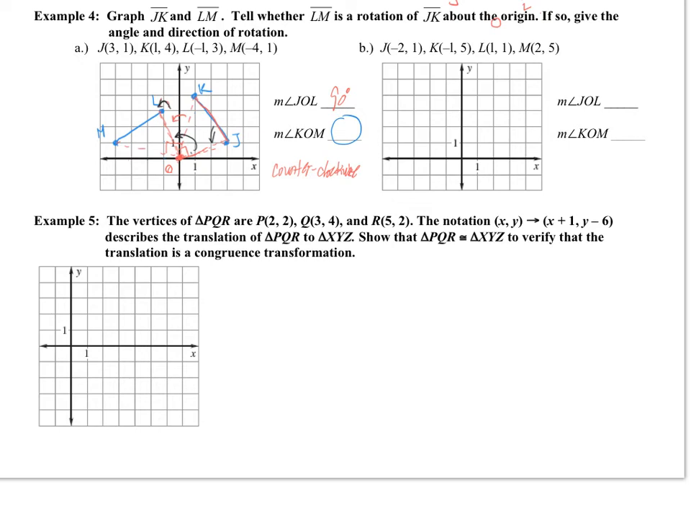And for part B, I've already plotted the points and drew the segments in. And I want to know if JK is a rotation about the origin. And I'm looking at the angle here. Measure angle JOL is greater than measure angle KOM. So it's obviously not a rotation.